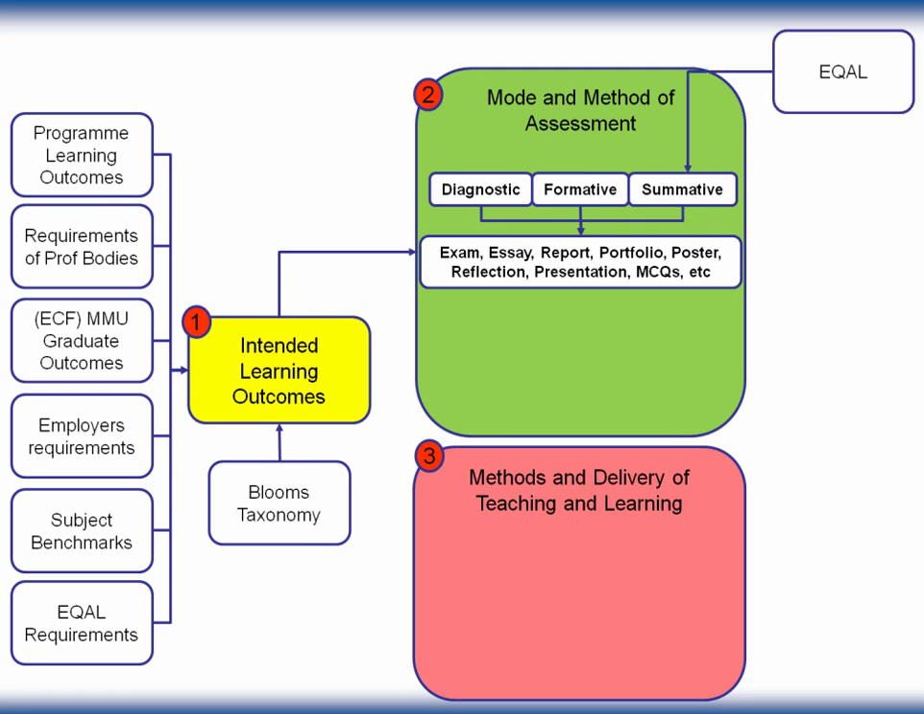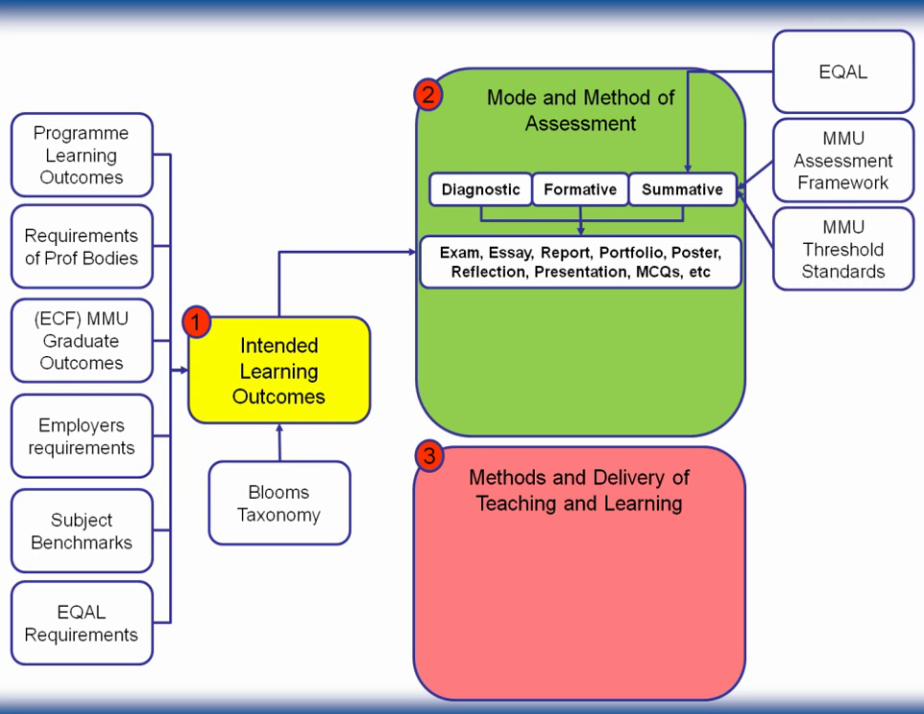EQUAL allows us only 2 elements of summative assessment. There are also principles set out in the MMU assessment framework to guide us, and there are also requirements set out in the MMU threshold standards that we need to adhere to. So for example, each programme needs to ensure that every student has at least one formative assessment within the first 6 weeks of the start of the programme. So if this is the unit that's chosen to deliver that formative assessment, we need to build that in.